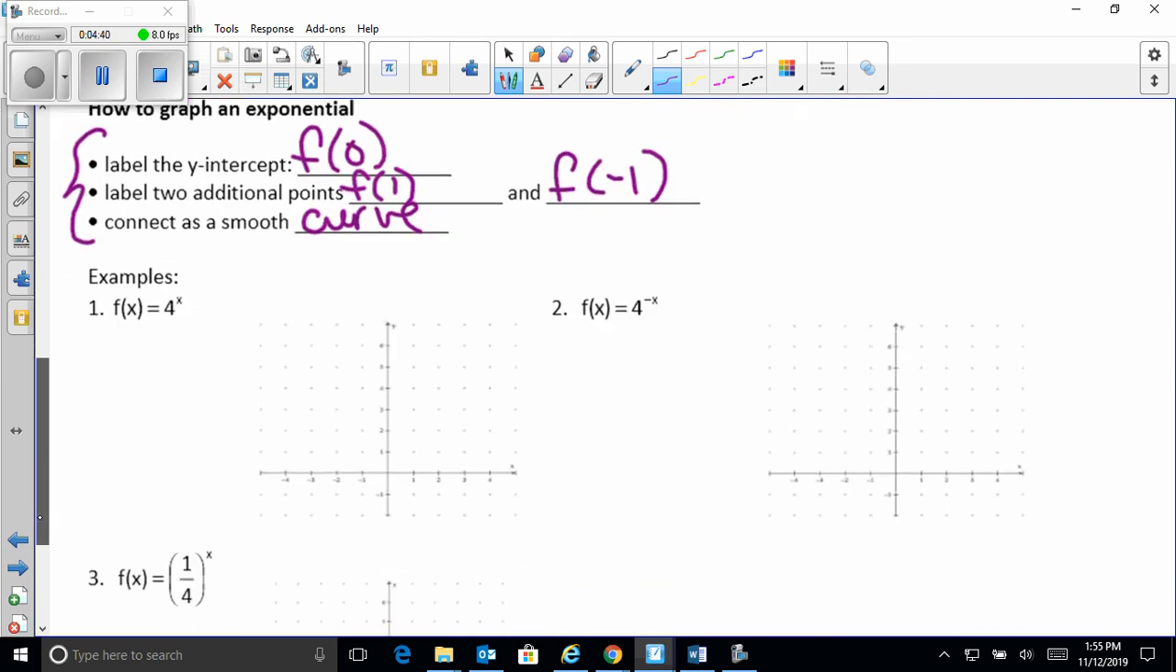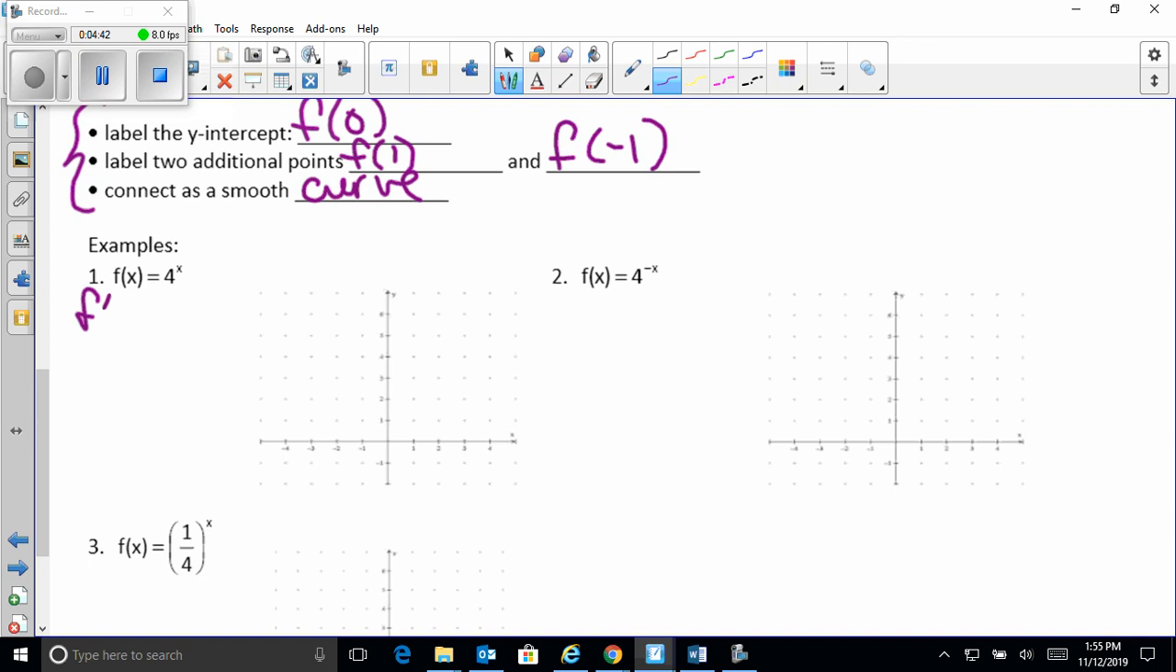Pretty easy here to do. Start with f of 0. Plug the 0 in. That's 4 to the 0, which is 1. Which we said all the parents would have that. And that is a parent. It's the parent of all the 4 to the power of x functions. f of 1. Plug in a 1, we get 4 to the 1, which is 4. Then negative 1, which will be 4 to the negative 1, which is 1/4.